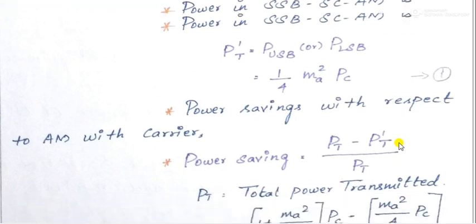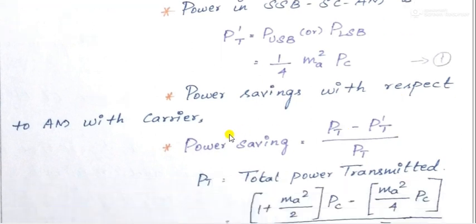Power saving with respect to AM with carrier is PT minus PT dash divided by PT. PT is the total power transmitted and PC is the carrier power transmitted. PT is equal to (1 plus ma squared divided by 2) into PC, and PT dash is ma squared divided by 4 into PC.